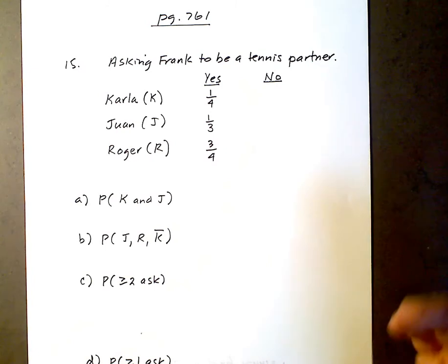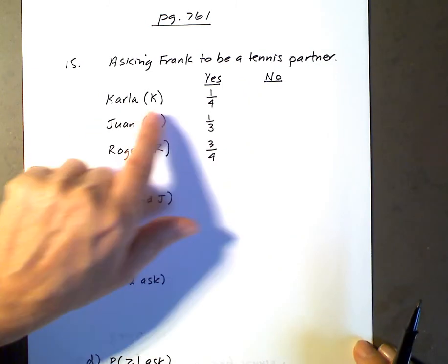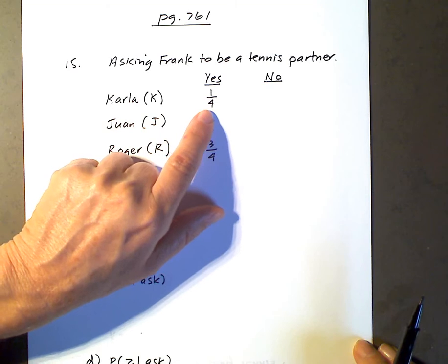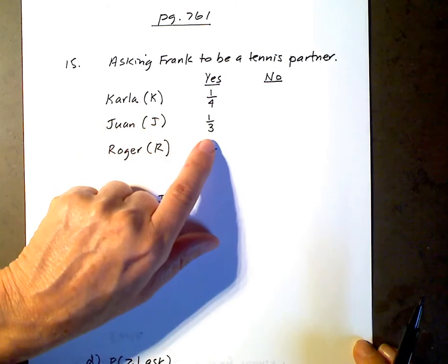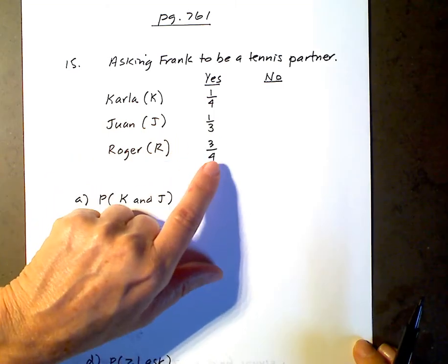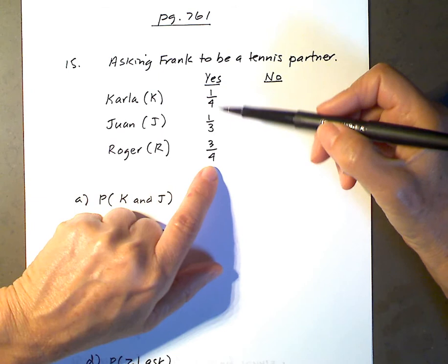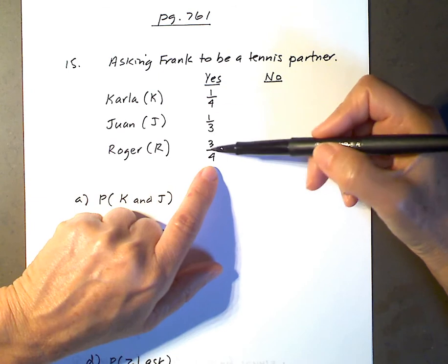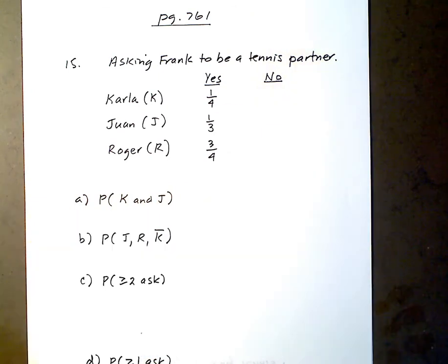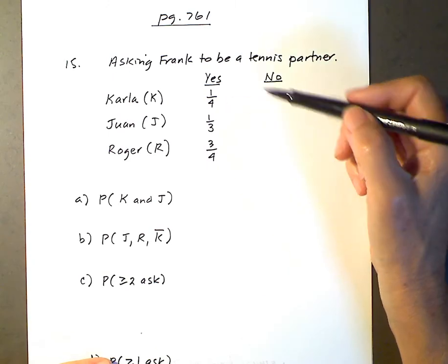So we're told in the original problem that there's a 1 out of 4 chance that Carla will ask him to be a partner, 1 out of 3 chance that Juan will ask him to be a partner, and the probability that Roger asks is 3/4. So it's clear these two don't have much confidence in Frank, and Roger must be his buddy or something. So this is going to involve a combination of them asking and then certain people maybe not asking.